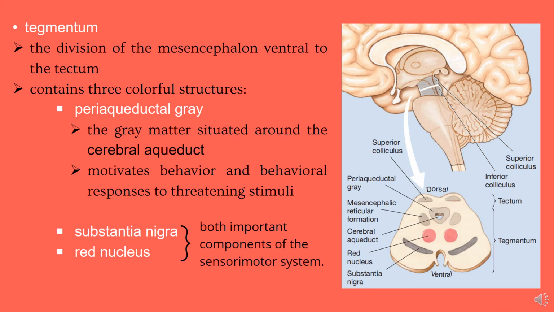The other division is the tegmentum, which is the division of the mesencephalon ventral to the tectum. In addition to the reticular formation and tracts of passage, the tegmentum contains three colorful structures: the periaqueductal gray, which is the gray matter situated around the cerebral aqueduct, the duct connecting the third and fourth ventricles. It plays a critical role in autonomic function because it motivates behavior and behavioral responses to threatening stimuli. The substantia nigra and red nucleus are both important components of the sensory motor system.